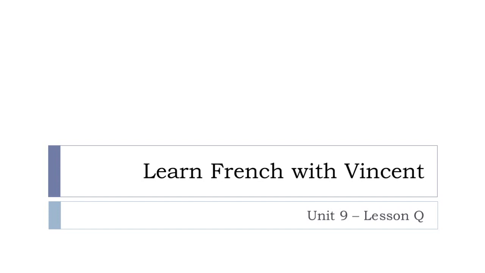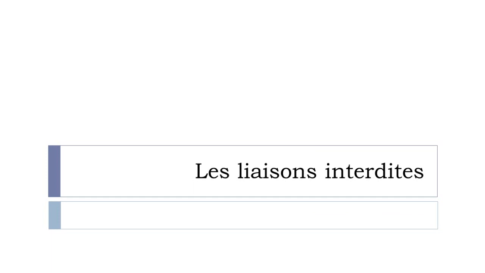Bonjour à tous and welcome to Learn French with Vincent, and this is Unité 9, Leçon Q. And in this lesson, we'll see together les liaisons interdites. So remember, les liaisons, it's actually this little link that we can put between the words when we read or when we speak. Okay, so in the previous lesson, we saw les liaisons, so the ones that you have to do, the rules that you get to follow if you really want to make this liaison properly. And then in this video, we'll try to see the ones that you shouldn't do, because in some cases, it's not possible to make these liaisons. Okay, so let's see now.